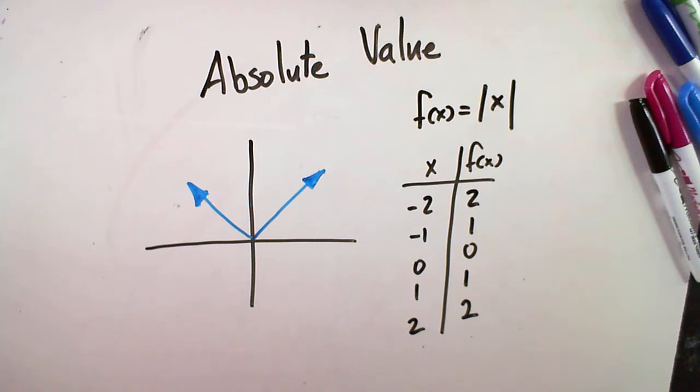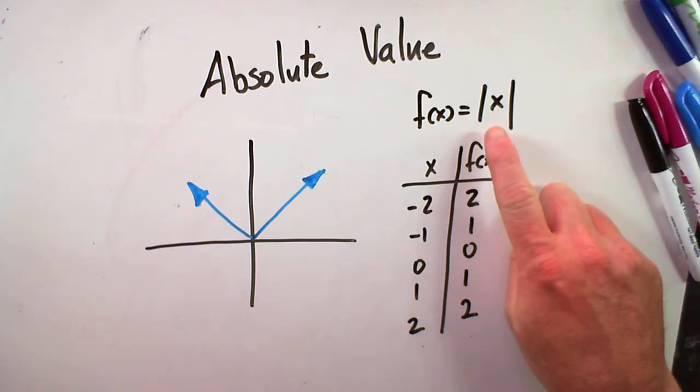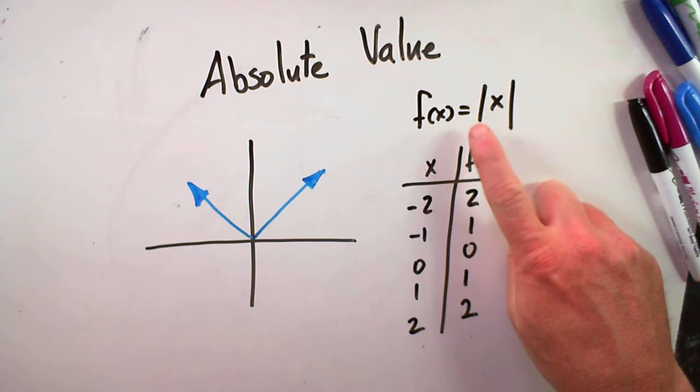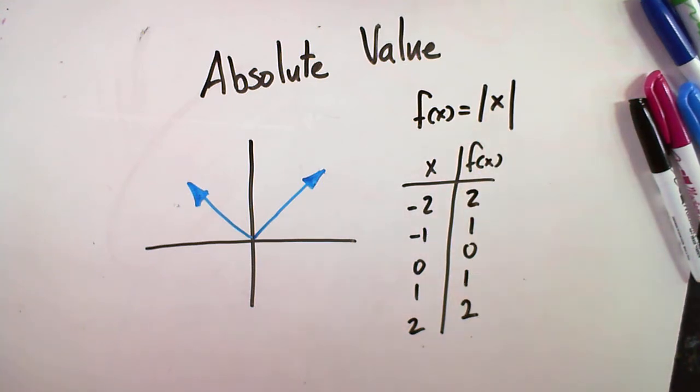So the parent function of the absolute value is just this absolute value of x. It's represented by an x with 2 parallel lines surrounding it. When we take the absolute value of something, we are looking at its distance away from 0. Distance cannot be negative. So computationally, what that means is whatever you have inside the absolute value becomes positive. If it's negative, it becomes positive. If it's already positive, it just stays positive.